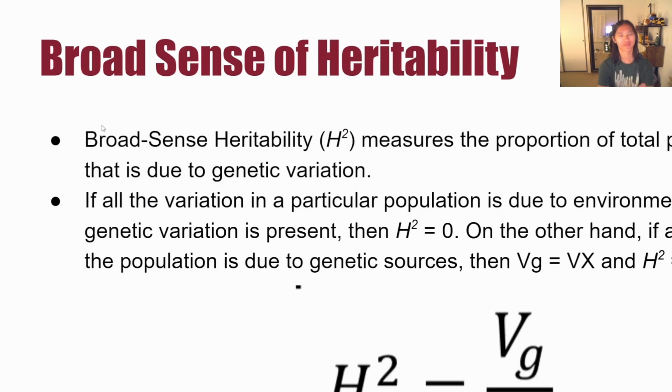Broad sense heritability measures the proportion of total phenotypic variation that is due to genetic variation. If the variation in a particular population is due to environmental sources only, and there is no genetic variation at all, then it'll be 0. But if all the variation in the population is due to genetic sources, then H squared is equal to 1. This is the proportion of the total phenotypic variation due to genetic variation. It's a fraction of how much the variation in genes affects the variation in phenotype.